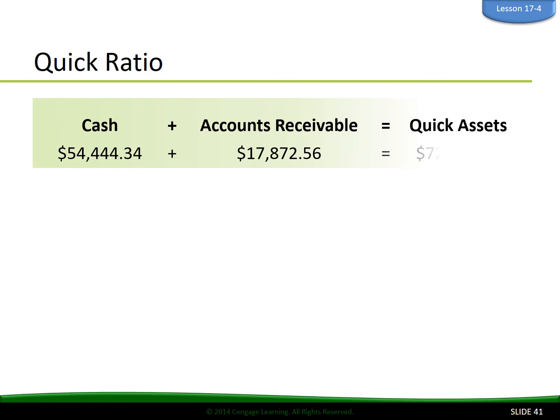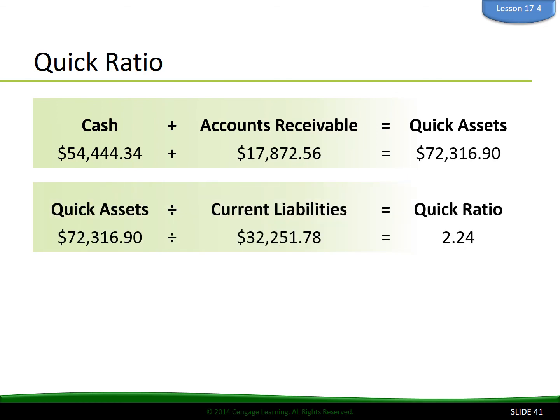So for example, for quick ratio, if you have $54,000 cash plus accounts receivable of $17,000, that's money you're waiting on, you're in the area of about $72,000 and change with quick assets. So if you divide your quick assets by your current liabilities, so $72,000 and change divided by $32,000 and change, you'd be at the quick ratio of 2.24.